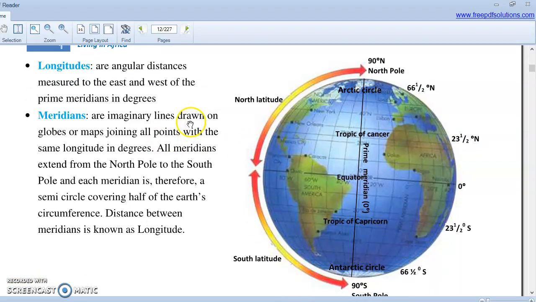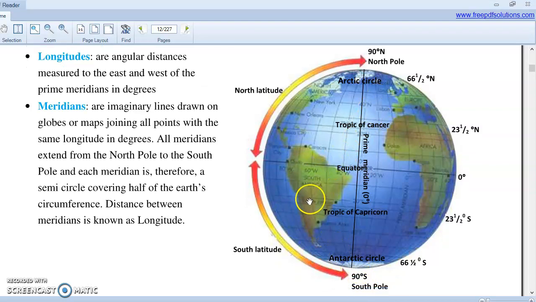Meridians are imaginary lines drawn on globes or maps joining all points of the same longitude and degrees. All meridians extend from the North Pole at the top to the South Pole. They run from top to bottom. So each meridian is a semicircle covering half of the Earth's circumference. Then the distance between these meridians is what is called longitude.